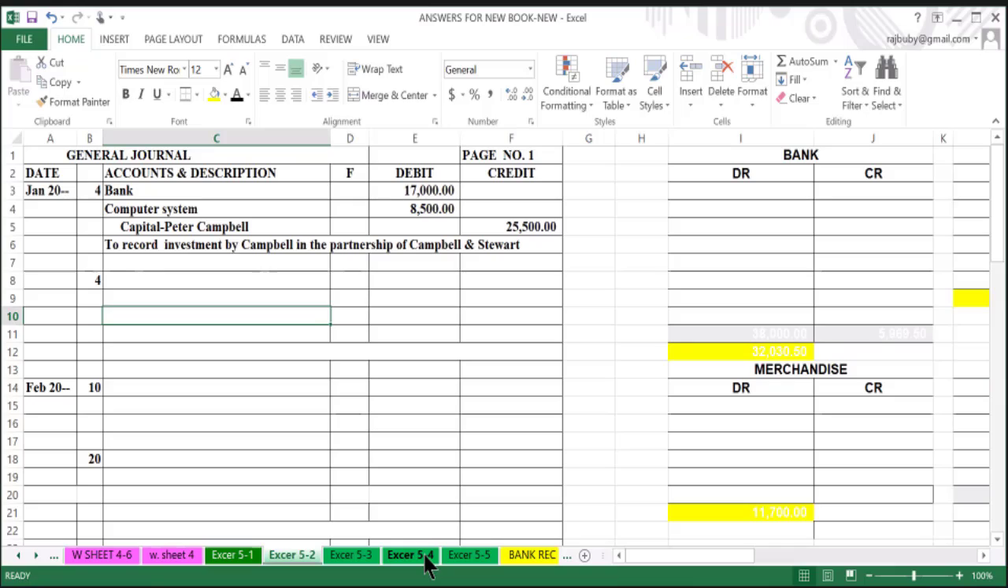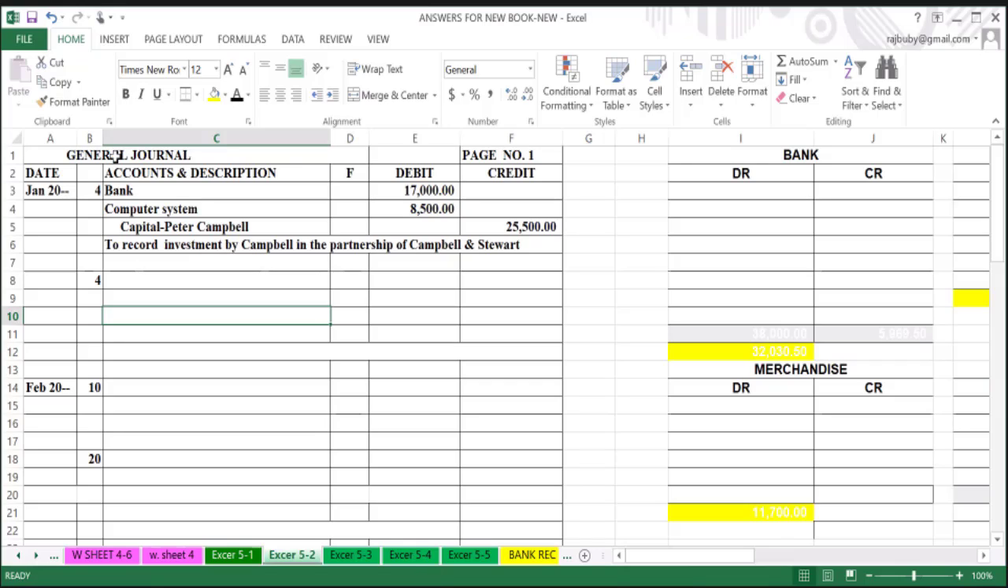Because in this exercise, they are showing how to calculate capital and drawings. This is only about the capital. Okay, next one.